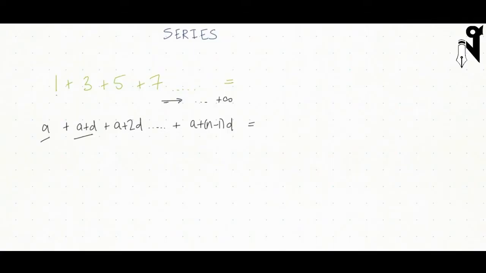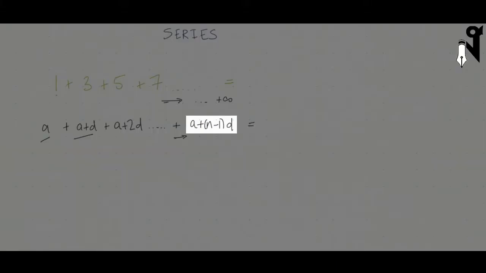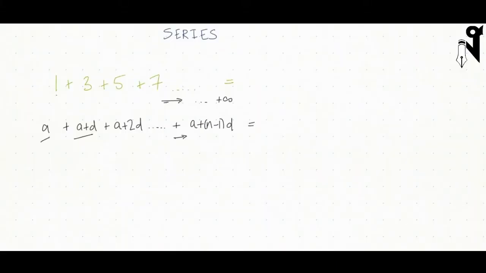And if I say that it stops at the nth term, if the series stops at the nth term, that is basically a plus n minus 1 d. So this is the last term. This is the generalized sum of a progression of n terms. Okay, that is what I have written out over here.